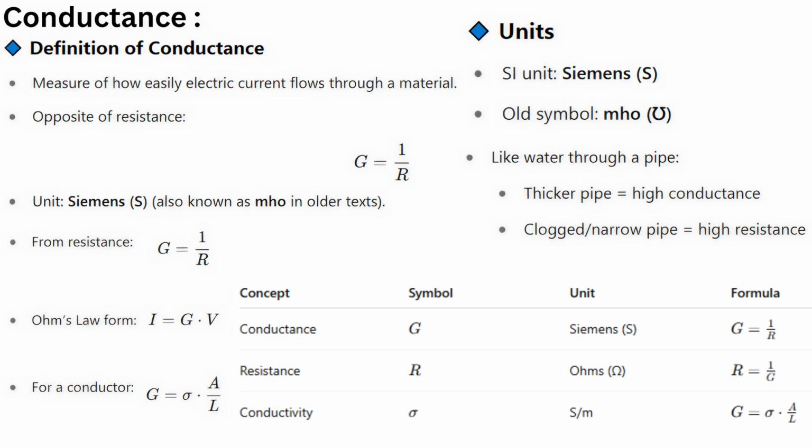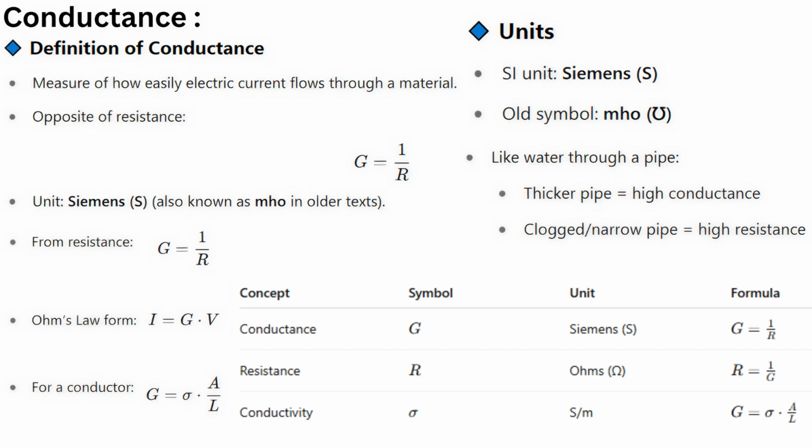Hello, and welcome. Let's break down this entire image piece by piece, explaining every single term and concept in a clear and detailed way, so that it all makes perfect sense. First, let's start with the big idea at the top left, the definition of conductance. The image tells us that conductance is a, quote, measure of how easily electric current flows through a material.